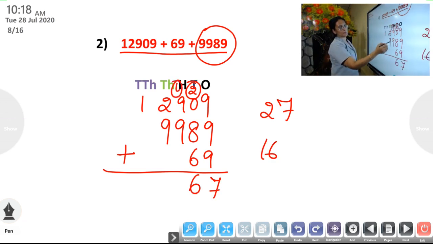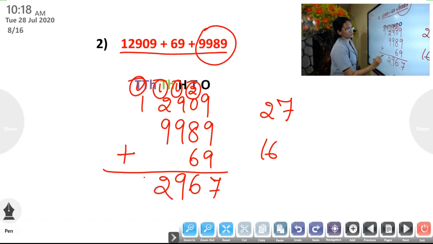Then again 9 plus 9. 9 plus 9 is 18. And 18 plus 1 is 19. Again carryover is there. Then 9 plus 2: 10, 11. And 11 plus 1 is 12. Again there is carryover. 1 plus 1, 2.